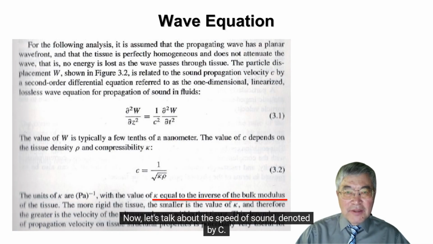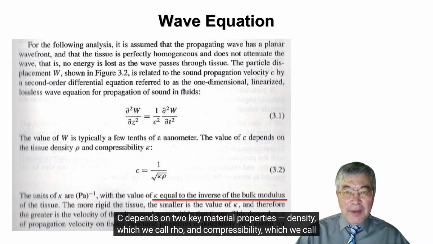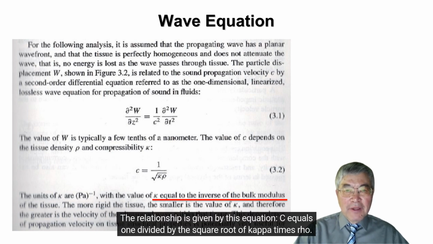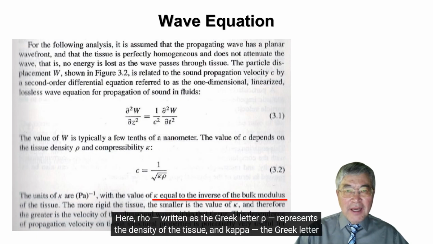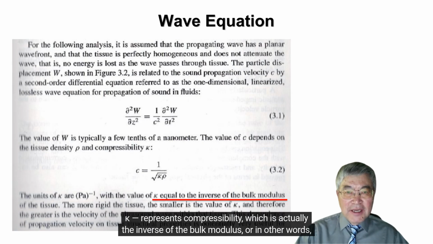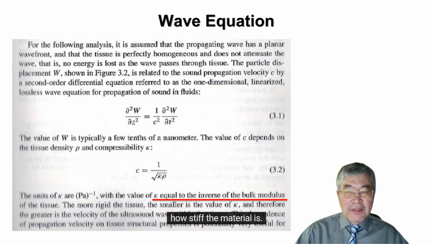Now let's talk about the speed of sound, denoted by c. c depends on two key material properties: density, which we call rho, and compressibility, which we call kappa. The relationship is given by this equation: c equals 1 divided by the square root of kappa times rho. Here, rho, the Greek letter rho, represents the density of the tissue, and kappa represents compressibility, which is actually the inverse of the bulk modulus, or in other words, how stiff the material is. Now here's the interesting part.